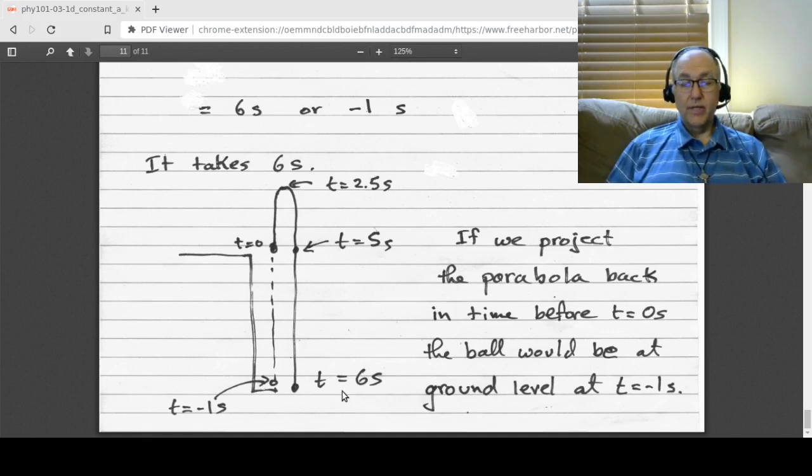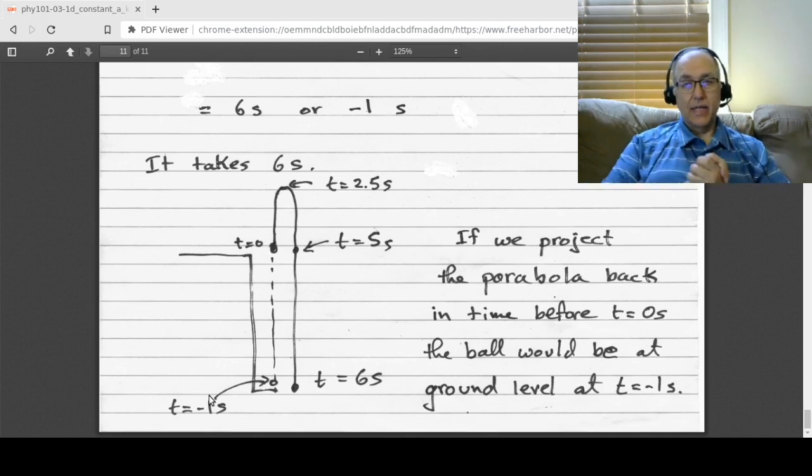When is it at ground level? Well, it's at ground level at 6 seconds, and it's also at ground level if you extend the time backwards at -1 second. Okay, so there is a meaning to it, although that's not exactly physically what happened. There is kind of a meaning to that -1 second. You have to look at the problem and decide whether you want the positive or the negative time.